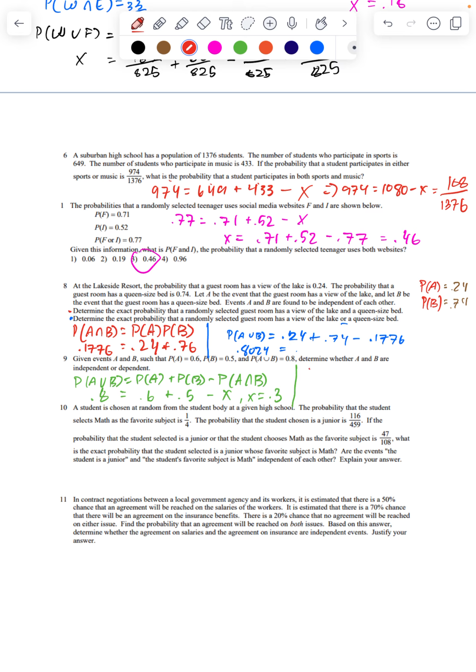So we know the intersection. This is one of the independence formulas: the intersection equals P of A times P of B. So let's see if that's true.